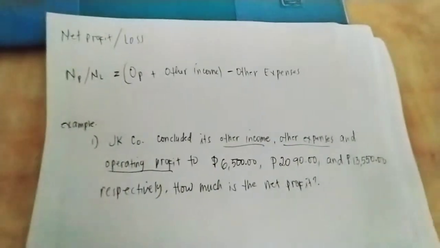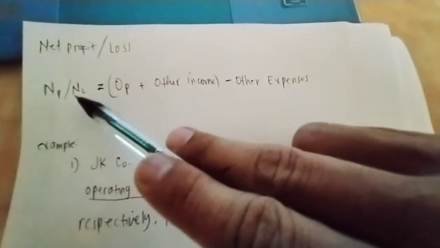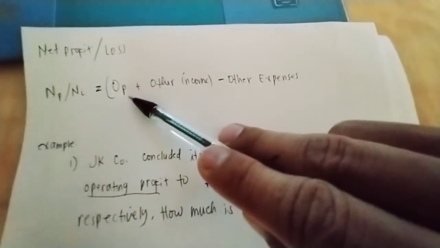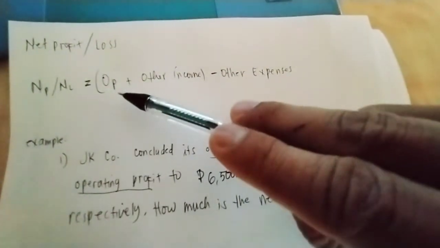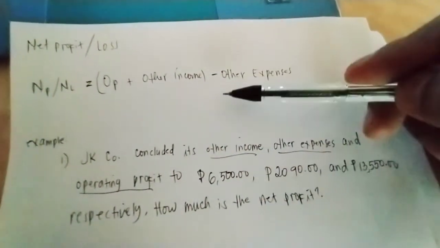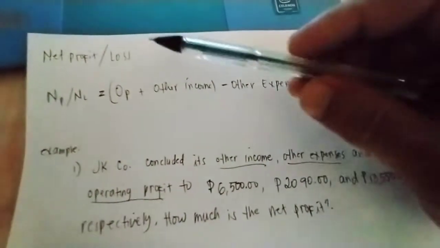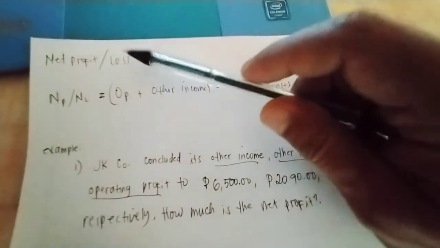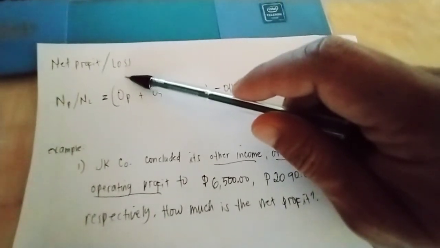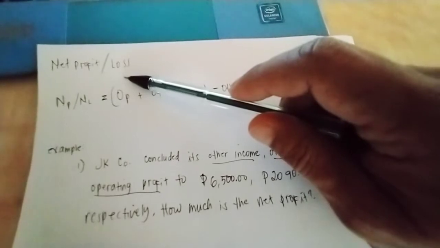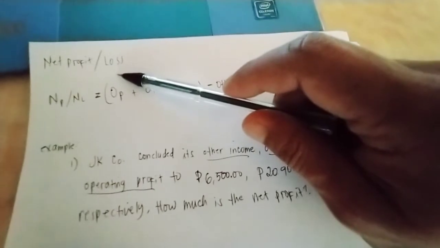Okay? Dito na tayo ngayon sa net profit or net loss. It is given by NP or NL is equal to OP, yung operating profit, plus other income, minus, ito yung combination ng operating profit and other income, and then less other expenses. Okay? So, when we say net profit, or net loss, the net profit forms part of a business income statement. It is what is left after all the costs of a business have been added up and taken from its sales revenue. When we say revenue, yun na yung sales.